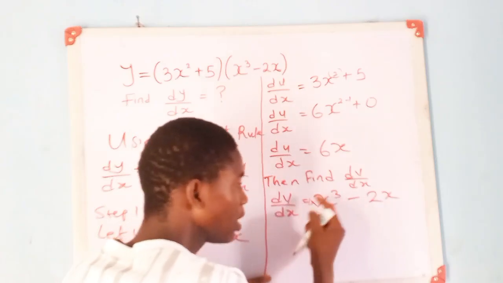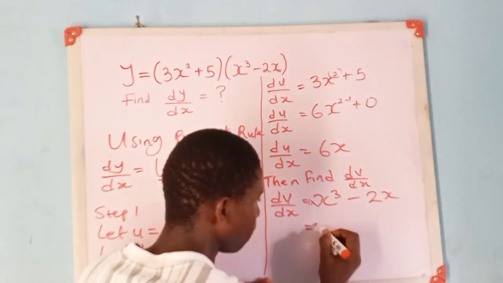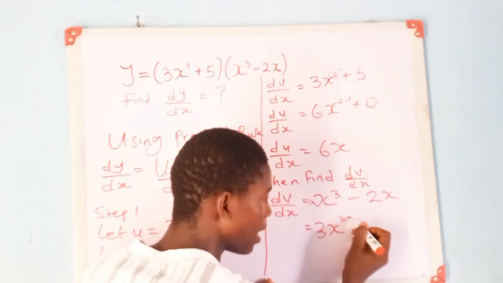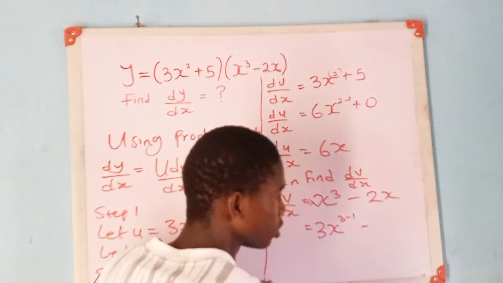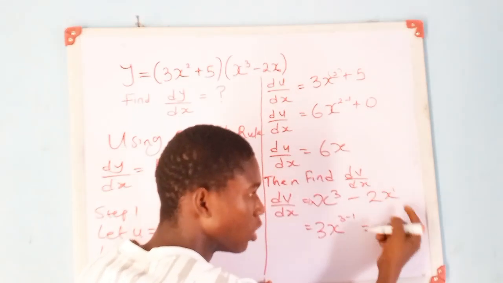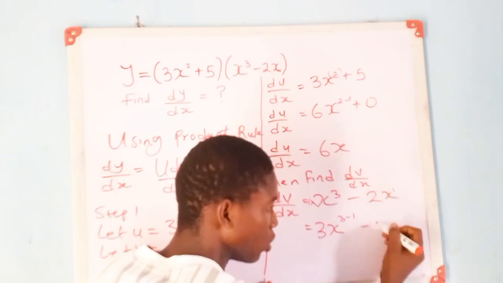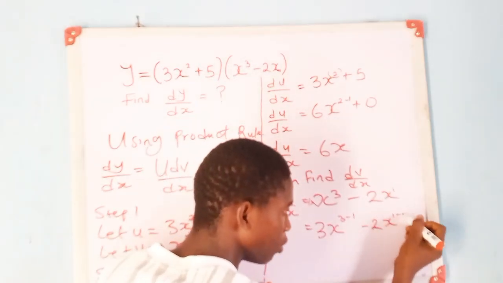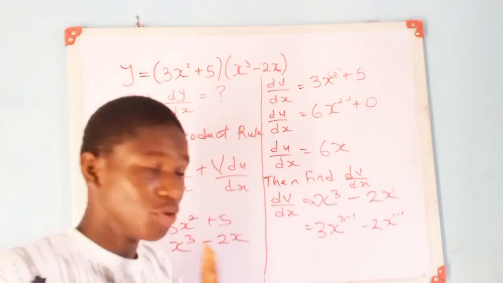You understand? So 3 times 1 is going to give me 3x. Then this is going to be 3 minus 1 minus what? Now the power of this place, which is 1, I'm using it to multiply this, which is 2 times 1, which is still 2. Then x raised to the power of 1 minus 1. Hope you're getting my point.